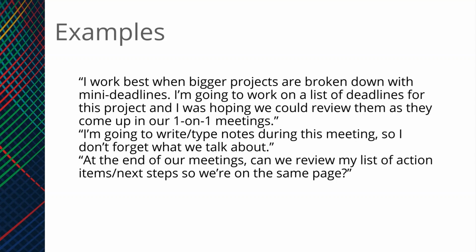Another really positive way of ending your one-on-ones is to review the list of action items or next steps to make sure that you're on the same page. And finally, make sure that you're taking notes and writing them out. Be clear to your supervisor that that's what you're doing, especially if it's on your phone or your computer, so that they know that you are paying attention and that you are just keeping track.